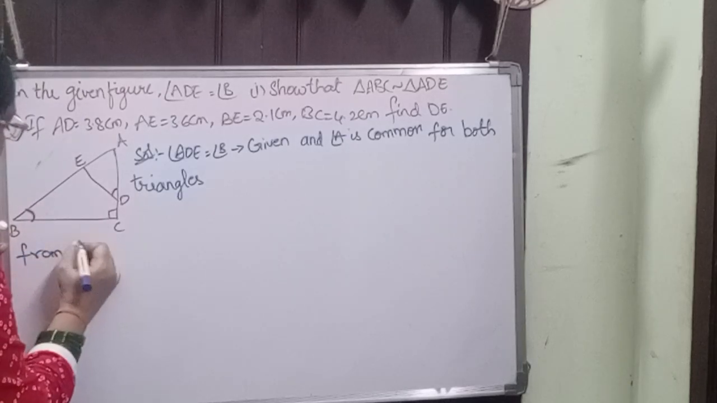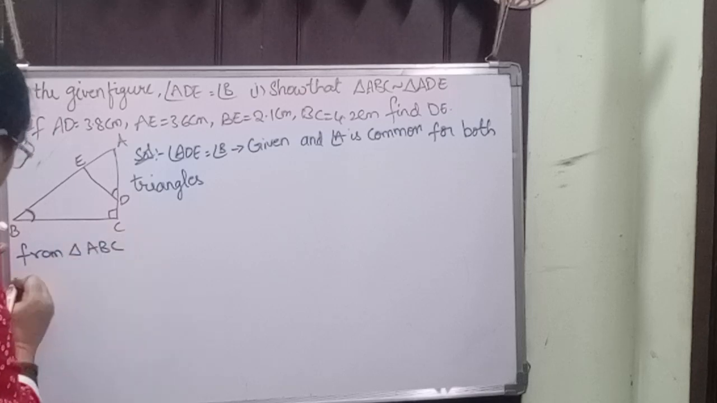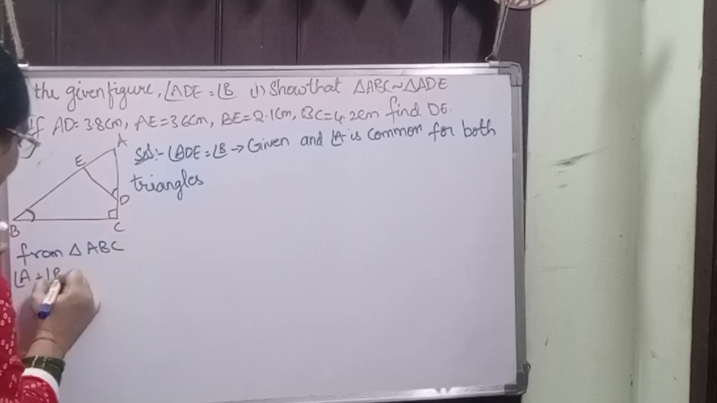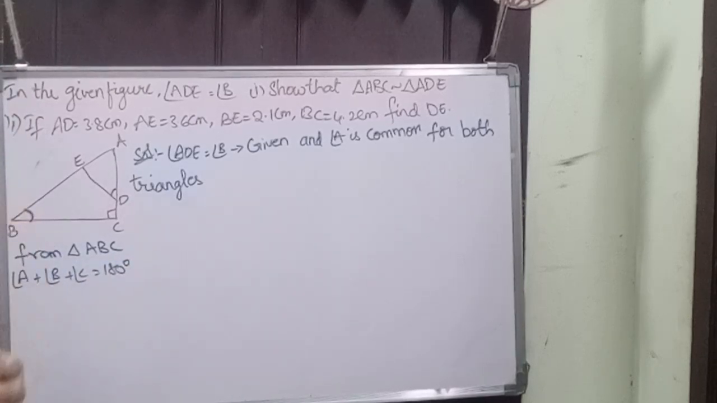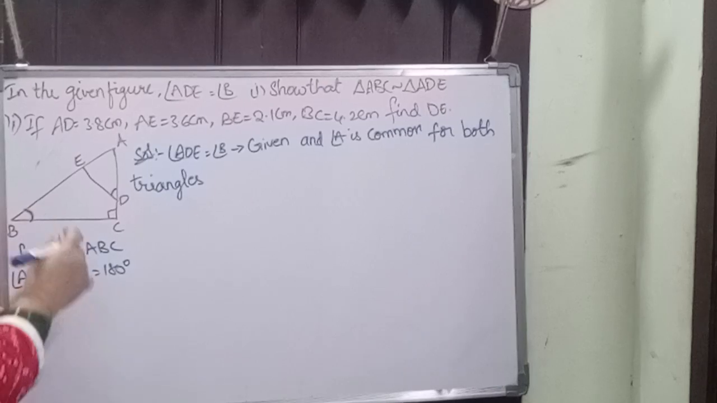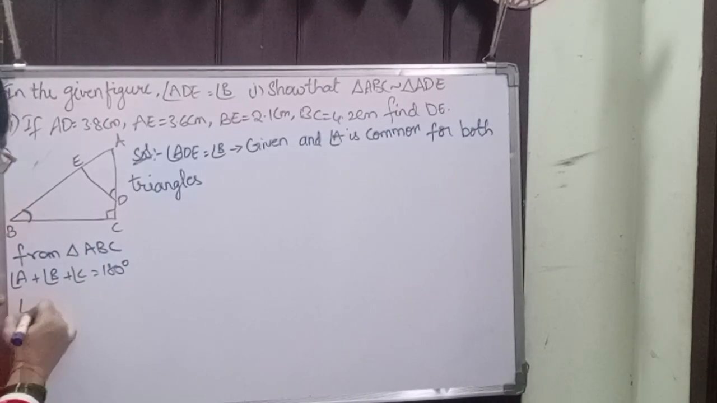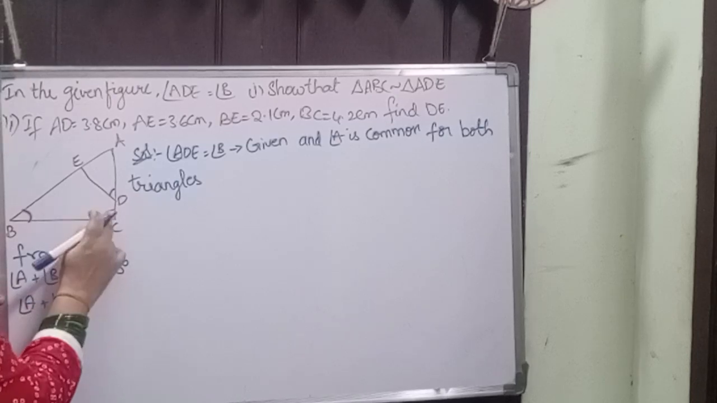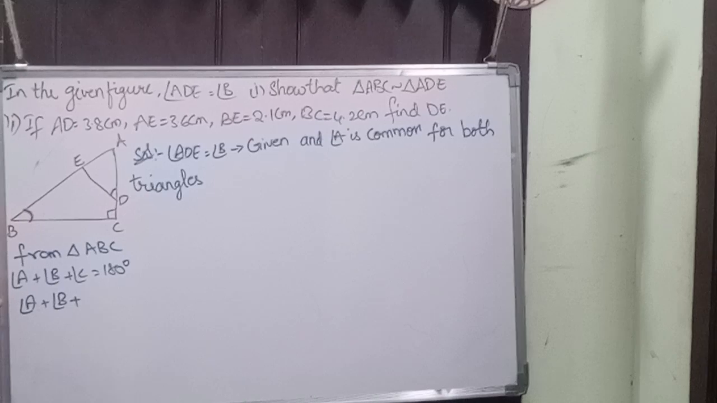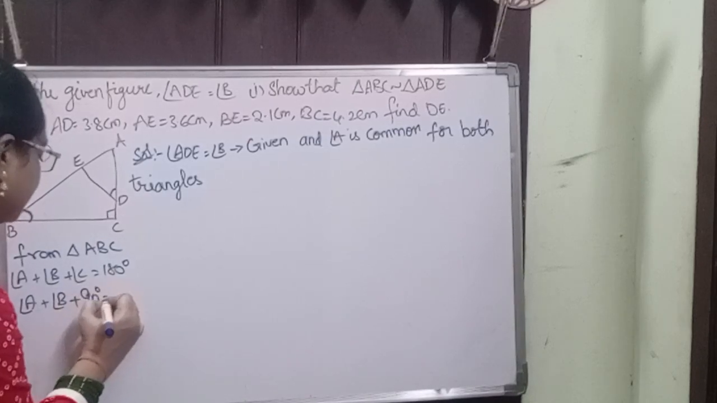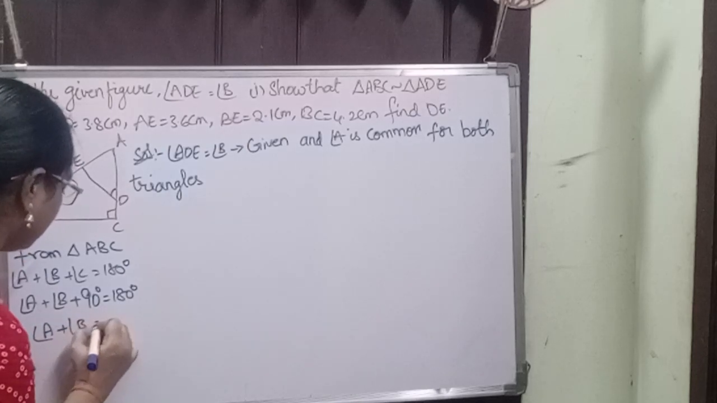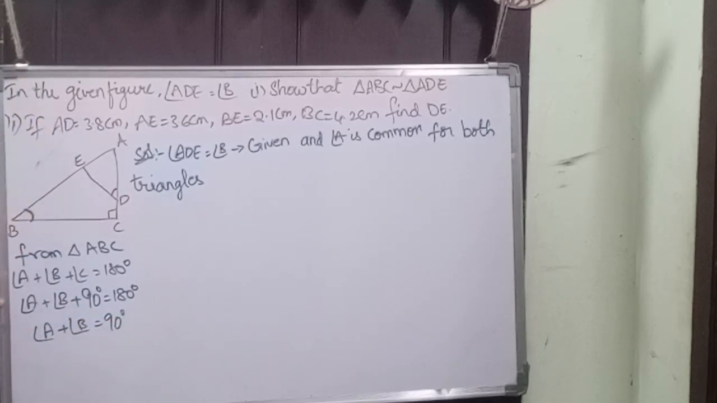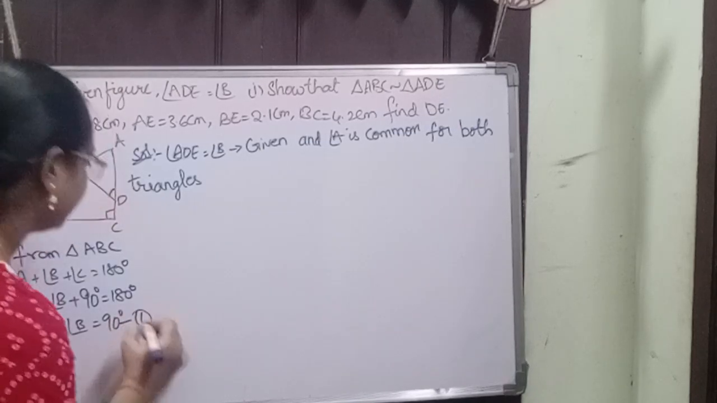from triangle ABC, angle A plus angle B plus angle C equals 180 degrees, right? The sum of all the three angles in a triangle is 180 degrees. Here it is given that angle C is 90. So substitute that: 90 degrees equals 180 degrees. So angle A plus angle B equals 90 degrees. Right? Take it as 1.